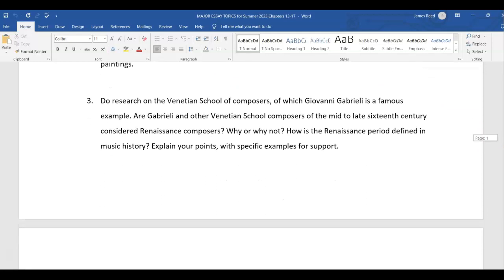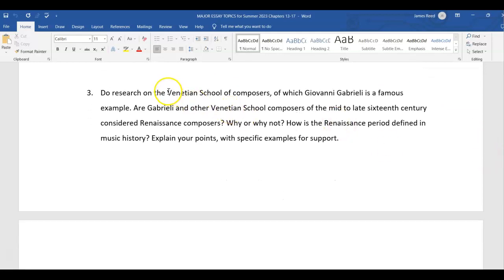The third topic also focuses on Venice and the Venetian school of composers. And you have Gabrieli especially. And so as you're looking at those particular composers, the question here is, are they really Renaissance? Or are they something else?